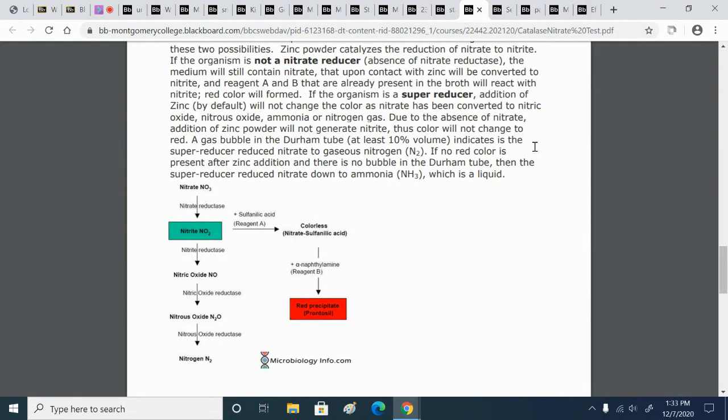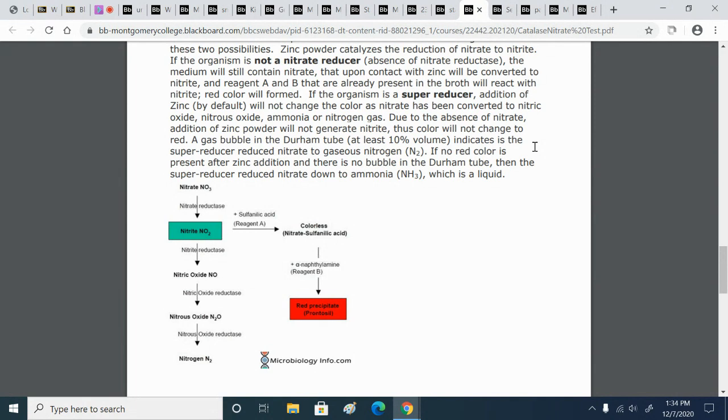So if we add zinc and the tube turns red, that's a negative result because zinc is a reducing agent. Zinc can reduce nitrate into nitrite. So if the nitrates were still there, right, the bacteria had not done anything to them, then the zinc would reduce them to make the nitrite. And since we already added our nitrate A and B chemicals, now the tube turns red. So that would be a negative test result.